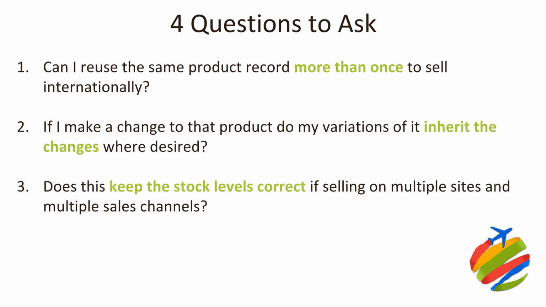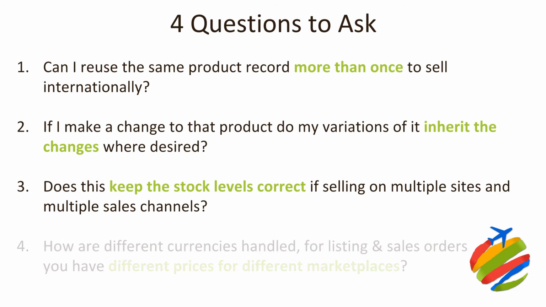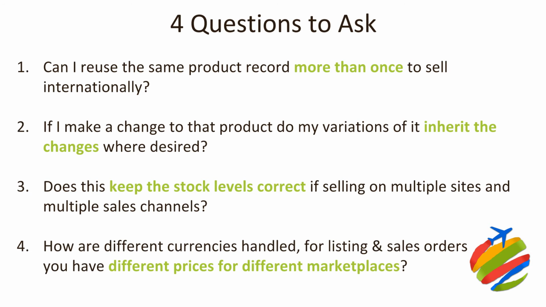Let's not do like a certain software company used to do a while ago, which is that if you've got 10 in stock, you want that 10 everywhere because that maximizes your marketing potential for those geeky sunglasses. And finally, Matt, our 4th question would be, how are different currencies handled when it comes to listing and sales orders? And can you have different prices for different marketplaces? And that's a crucial one.